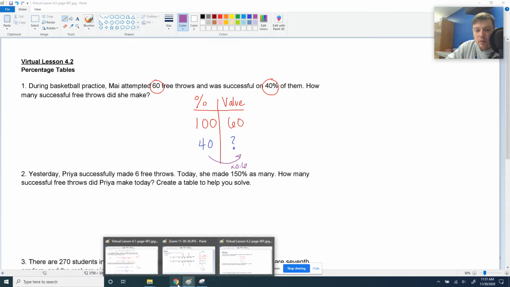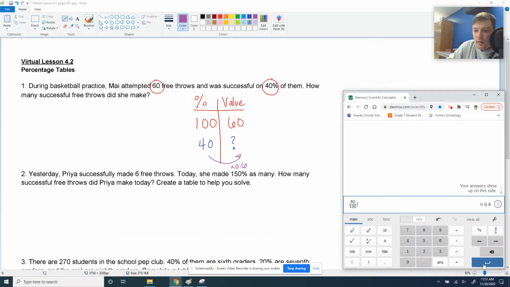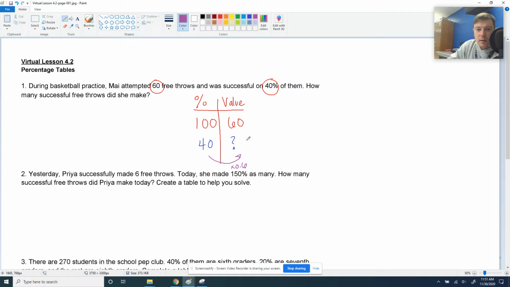So let's go back to our calculator and do that. Let's take our constant, 0.6, and multiply it by 40, and we get 24. So the question mark here is equal to 24. She made 24 out of the 60 that she attempted. That's less than half, which makes sense because that's 40%.